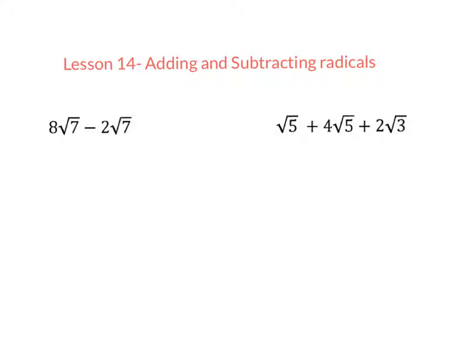So for my first example, I do see the same index and the same radicand, so all I'm going to do is subtract 8 and 2, and 8 minus 2 gets me 6 radical 7, and that is my final answer here.